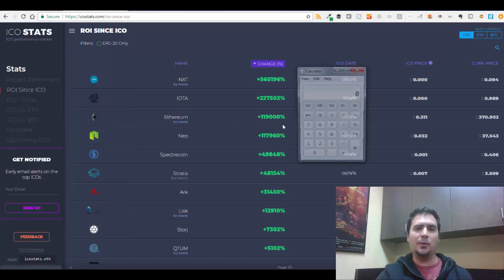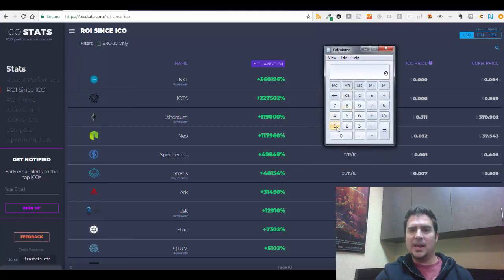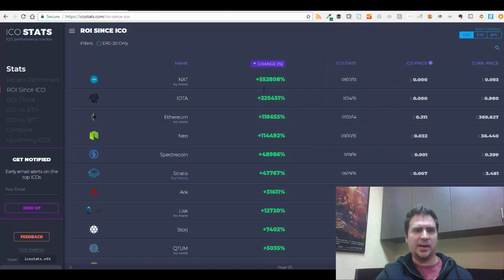And let's just take a look at what that would have been. All right, so let's say $100 times, let's just say... I mean, I don't even want to do the math on this, but it's ridiculous how much money you would have made. Same with IOTA, Ethereum, all of these different coins, you would have made a killing if you would have invested in any of them, right?